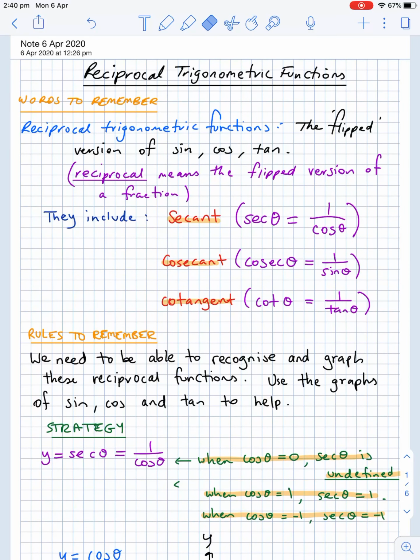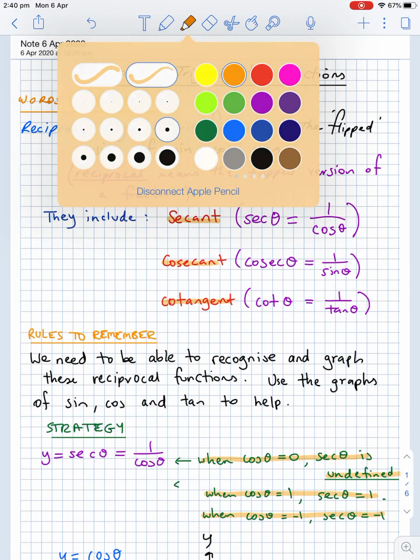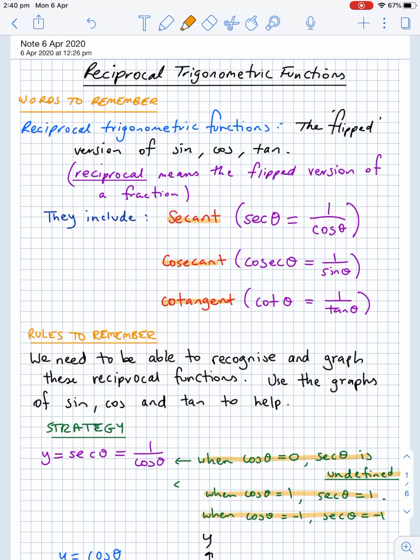Hi guys, so for today's lesson we're going to be dealing with reciprocal trigonometric functions. First things first, trigonometric functions were pretty much just cos, sine and tan, and when we graphed them last lesson we saw what they look like as a curve. But today we're now going to be dealing with reciprocal trigonometric functions.